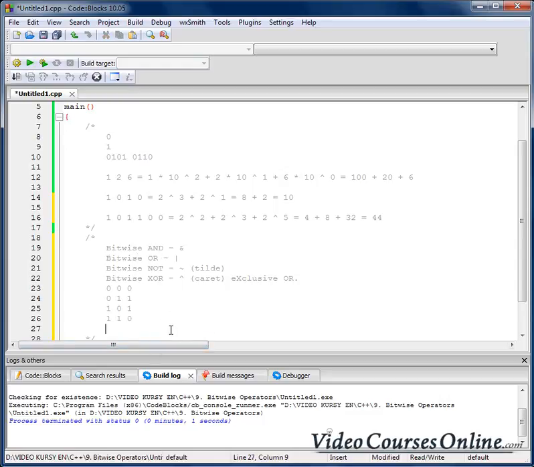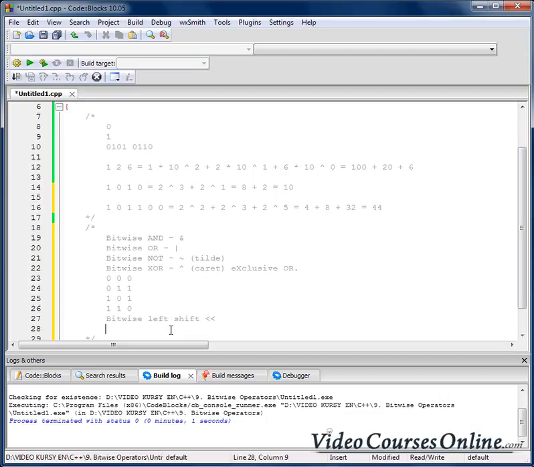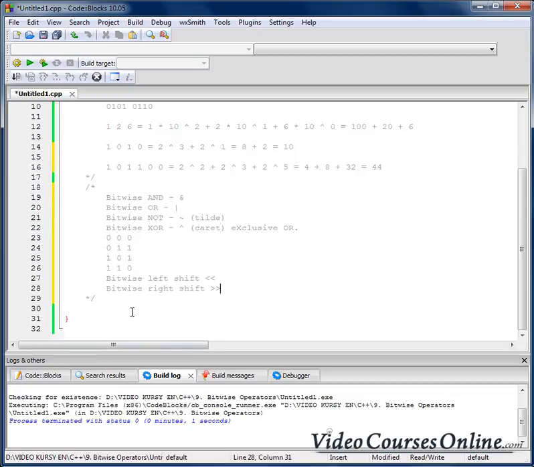Okay, we have got also something called the bitwise left shift operator, which is two angled brackets pointing to the left. They are used, as the name suggests, to move bits to the left, but we'll explain it more clearly later. We have got also the bitwise right shift operator, which is two angled brackets pointing to the right, as you can see, and they are also used, as the name suggests, to move bits to the right, and also we'll explain it more clearly later.